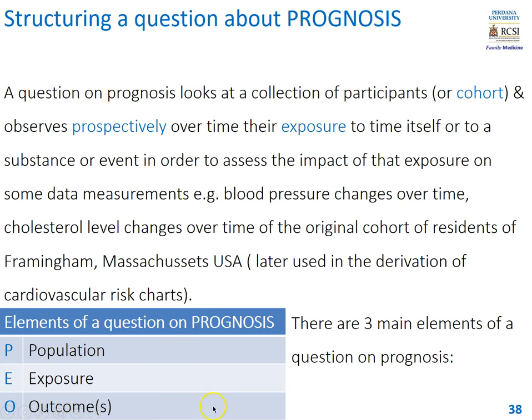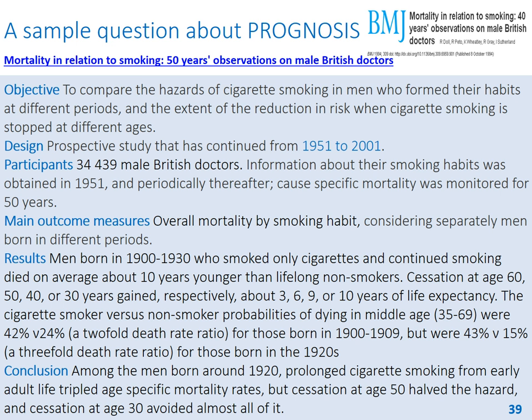A retrospective cohort means that you already have the outcomes now, and then you look back through case records to see what exposure there was in the previous 10, 20, 30 years. Here's an example of a prognosis question being answered by a cohort study. This was a famous paper on mortality in relation to smoking. It was a 40 years observation on male British doctors, which you can look at in your own time.